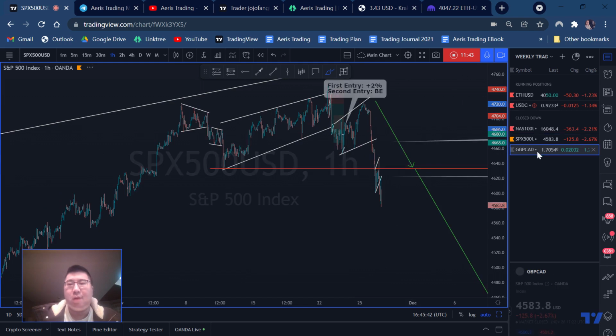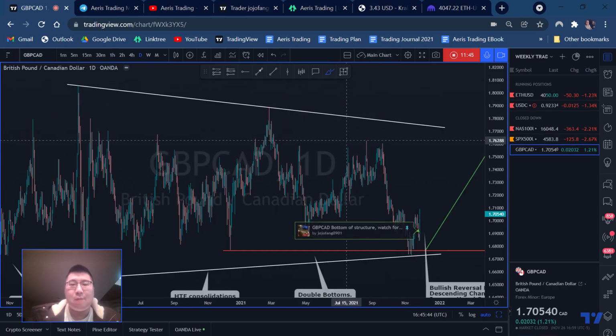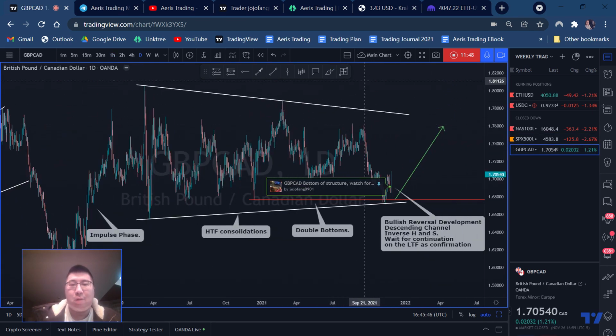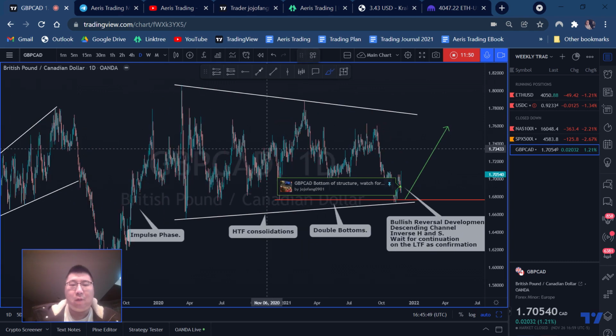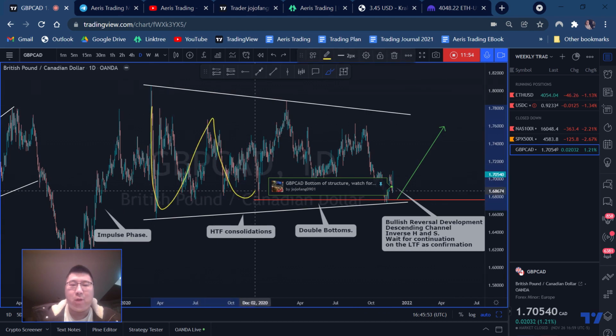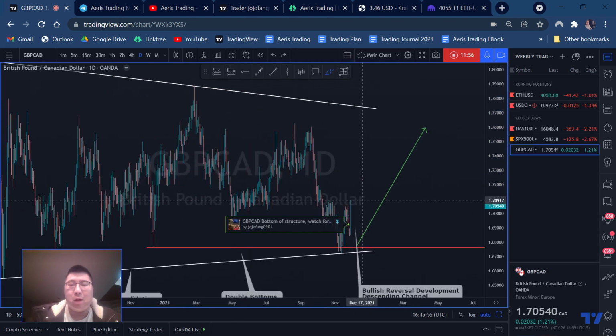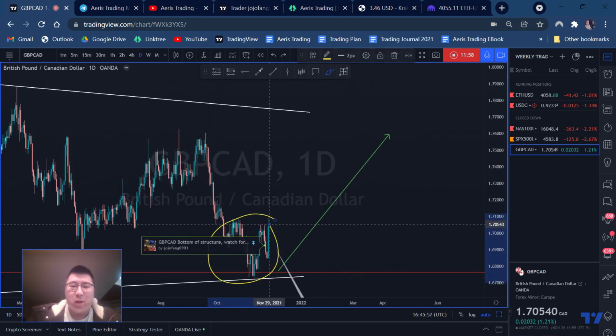So that's S&P 500. Last one to go over is Pound CAD. Pound CAD is a trade I took for a 1% loss. Overall higher time frame here, I like the overall higher time frame price action, higher time frame consolidation. We have that double bottom here. If we look closely, we have kind of an inverse head and shoulder here.